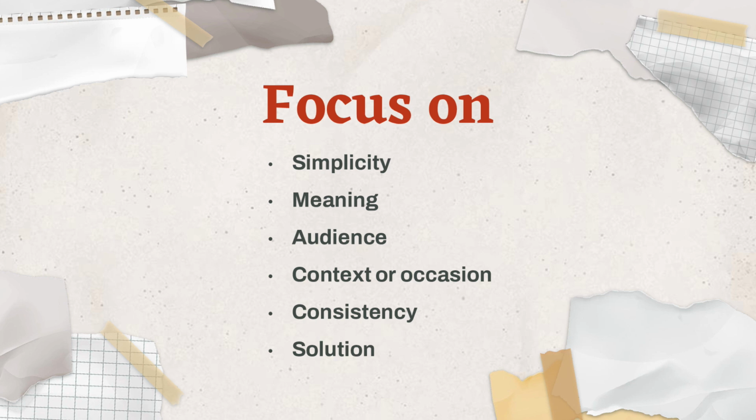So also focus on meaning, what meaning you want to convey through your message. Let that be the central focus when you are communicating. And as I mentioned in the previous slide, focus on your audience and make sure you adjust your language and your message according to your audience. And also think about the context or occasion, because based on context, the same message can have different interpretations or different meanings. So you have to watch out for the context.